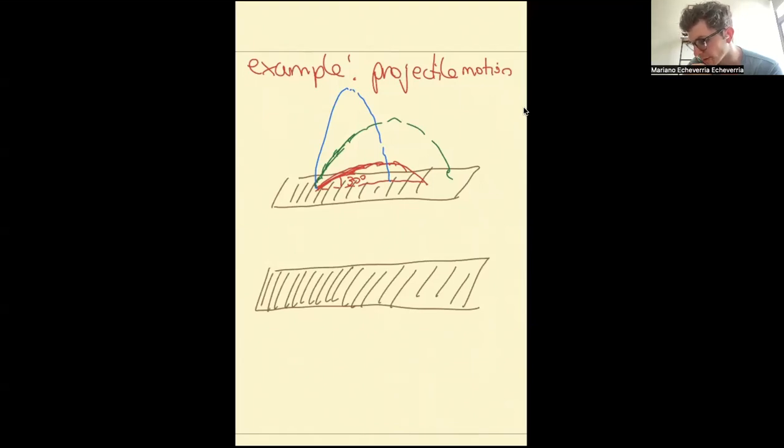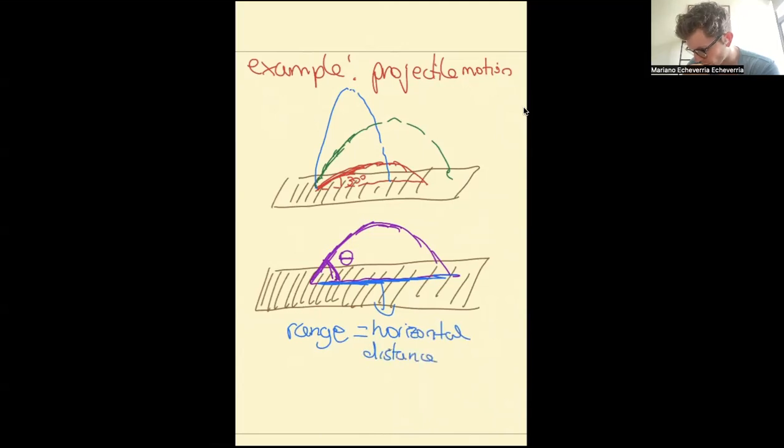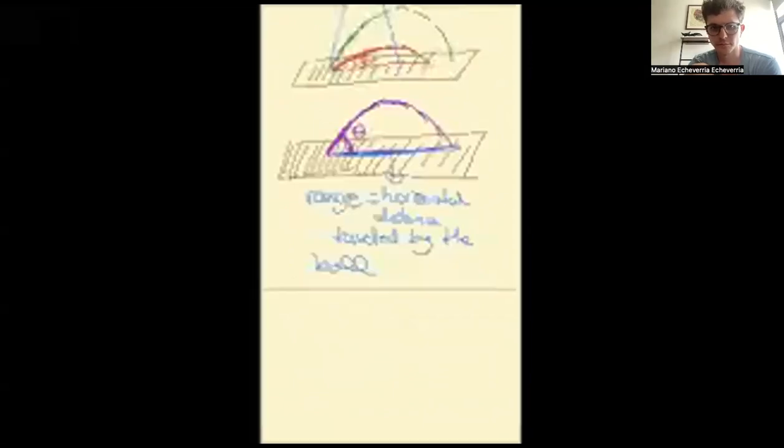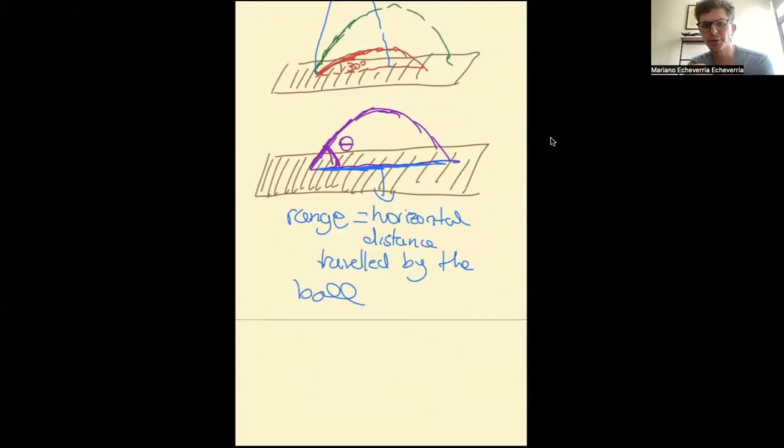So if you throw it at an angle of theta with respect to the floor, the range is this thing called R. This is called the range, and that's just the horizontal distance traveled by the ball. Is that making sense? Is it clear what the range is?